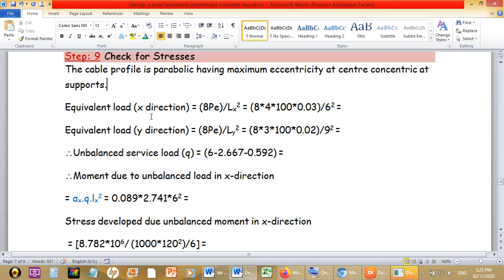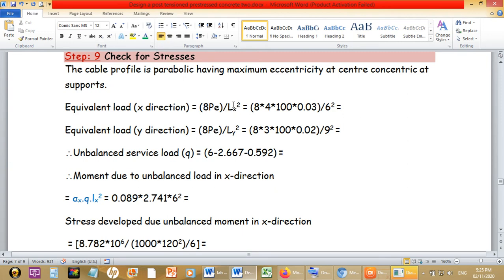So that is nothing but the equivalent load we have over here. The equivalent load according to the cable profile means the cable profile itself is going to balance the external load. So that is the importance of the cable profile. And if we have the parabolic cable profile, then the equivalent load magnitude is 8 PE by Lx square.